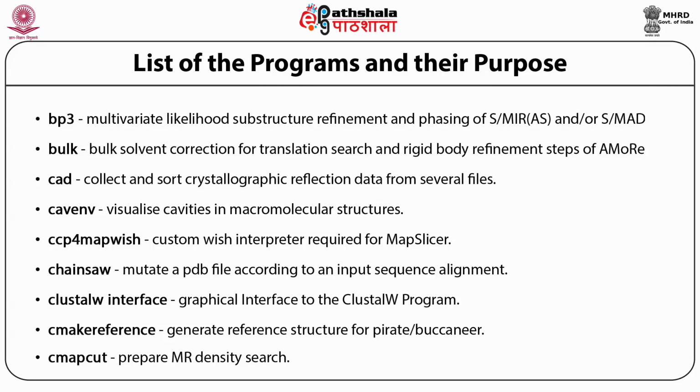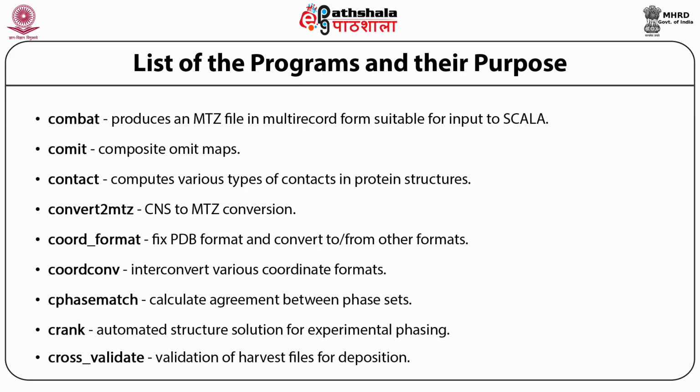So for that CAD is used. And we have another program called CHAINSAW to mutate a PDB file according to an input sequence alignment. We have the program called ClustalW interface for the multiple sequence alignment. This is a graphical interface program. And for the multiple isomorphous replacement density search, we have the program called CMAPCUT. We have to do the composite omit maps program called COMIT.